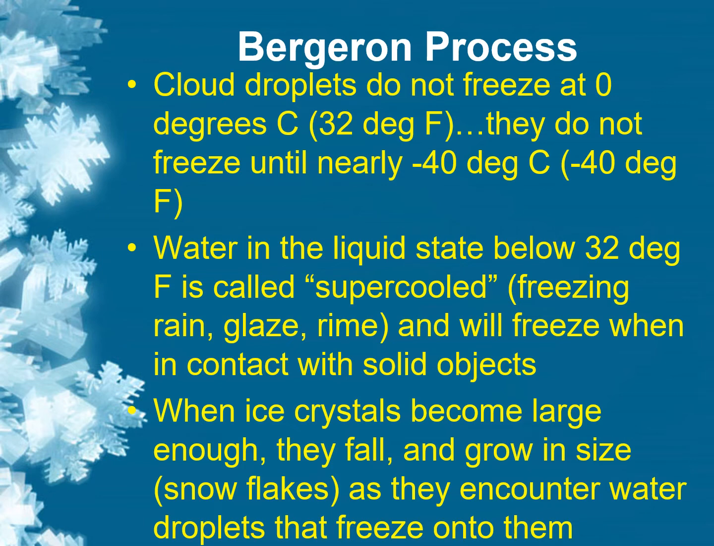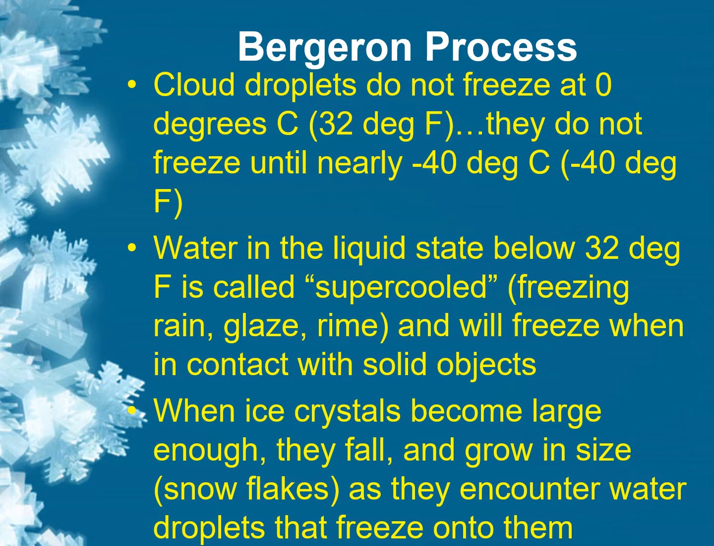Good. Okay, so Bergeron process, cold cloud precipitation. Cloud droplets do not freeze at 0 degrees Celsius, 32 degrees Fahrenheit. Okay, so this is cloud droplets, higher up in the troposphere. They do not freeze until nearly negative 40 degrees Fahrenheit. Okay, and that has to do with physics. If you want to know why, well, you can Google that, and it's a neat story. So we call this supercooled fluid.